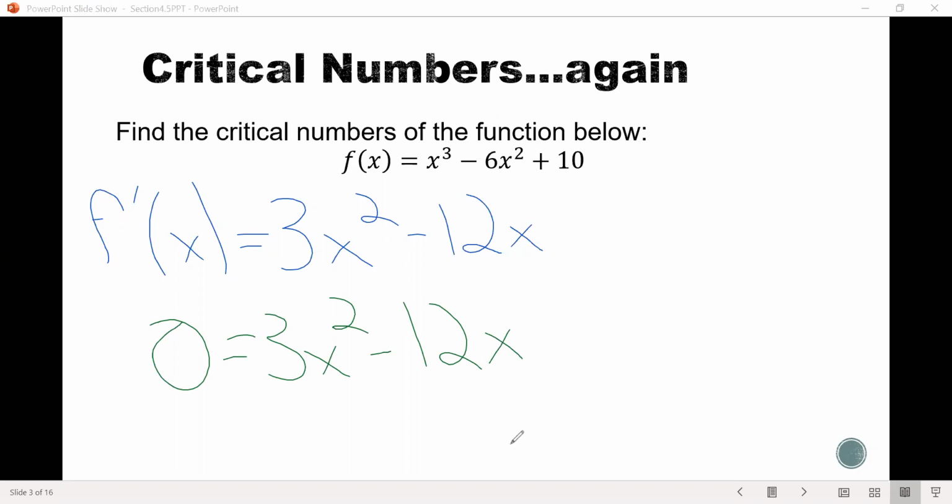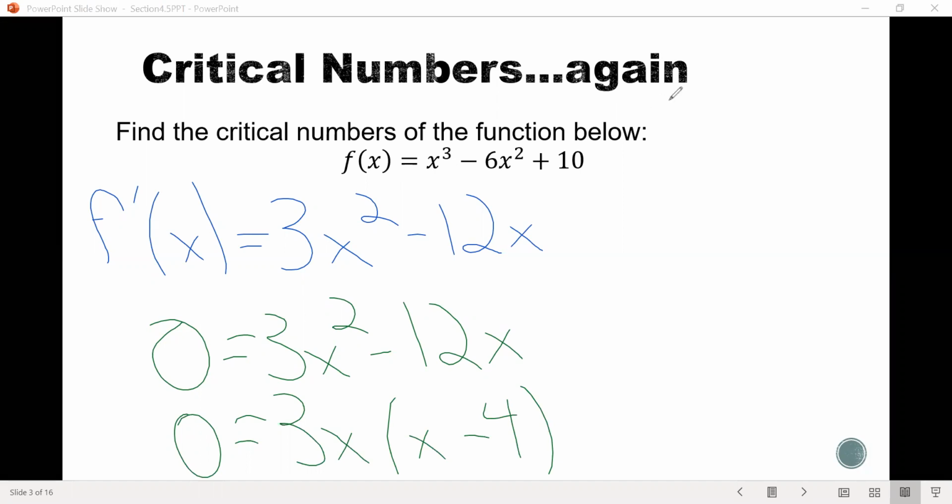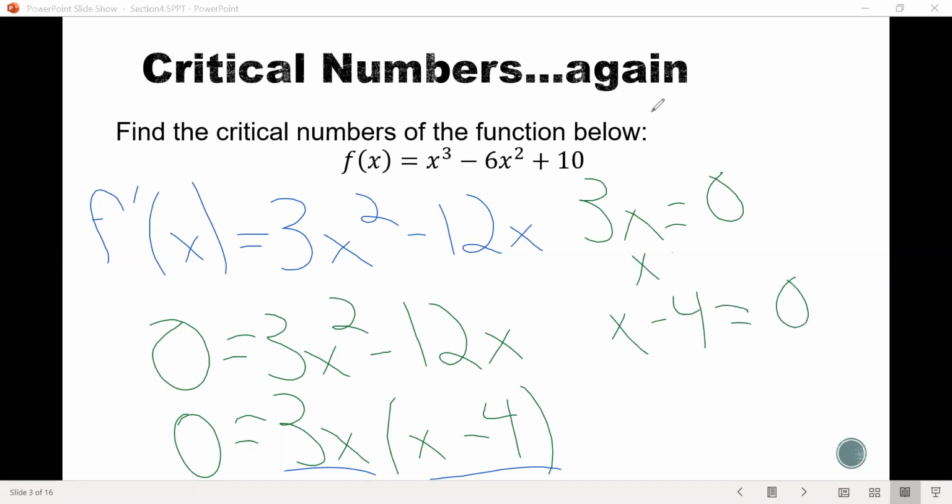Okay. So let's solve this equation with the derivative equal to 0. We can factor out a 3x from the right-hand side. So we have x minus 4. And then we have two things being multiplied here to equal 0, so we can take each and set them equal to 0. So we'll have 3x equals 0 and x minus 4 equals 0. And solving those, we get x equals 0 and x equals positive 4 as our two critical numbers here.